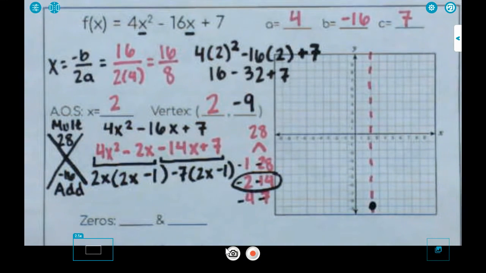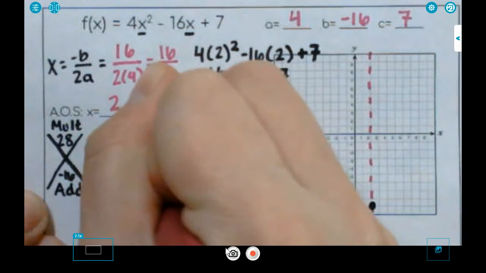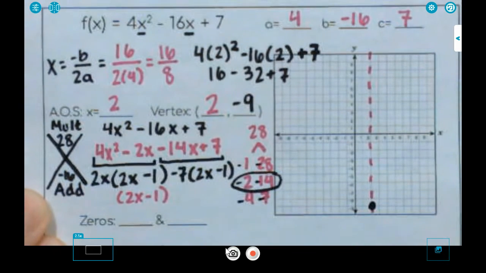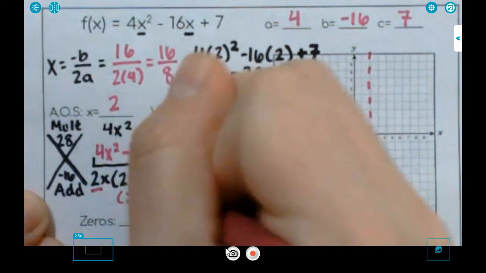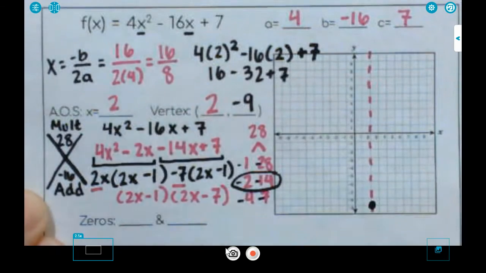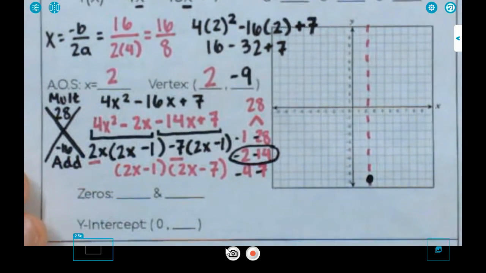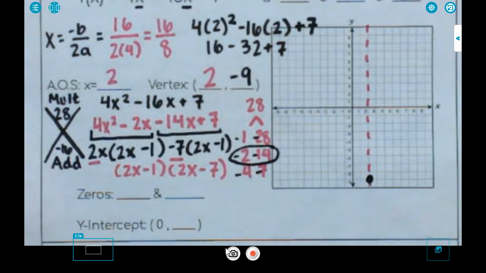Okay. 2x minus 1 and 2x minus 1 match, which is what I want. And then my factored answers are 2x minus 1, and then my other one is this 2x and this 7, so it's going to be 2x minus 7. Okay. Questions right now before we set those equal to 0 and solve?